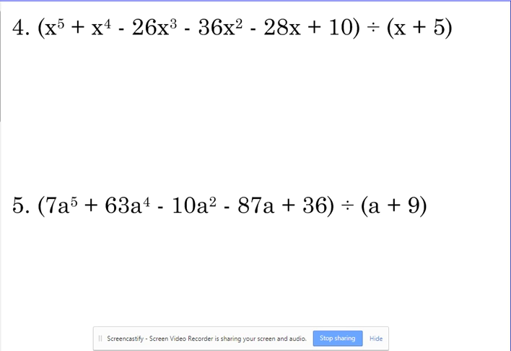Okay, number 4, x to the 5th. They keep getting bigger. X to the 5th plus x to the 4th minus 26x cubed minus 36x squared minus 28x plus 10. Woo! All right, this time we put a negative number on the shelf. We haven't had to deal with that so far. X plus 5 means negative 5 is going to go on the shelf. So we've got 1, negative 26, negative 36, negative 28, and positive 10.